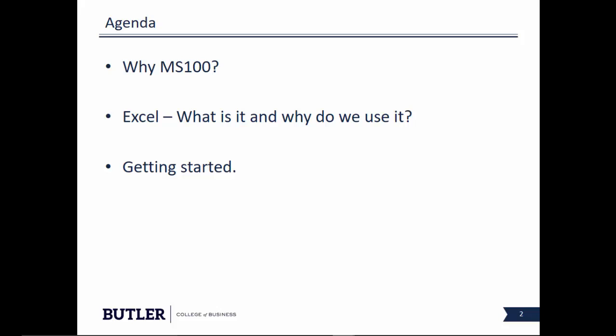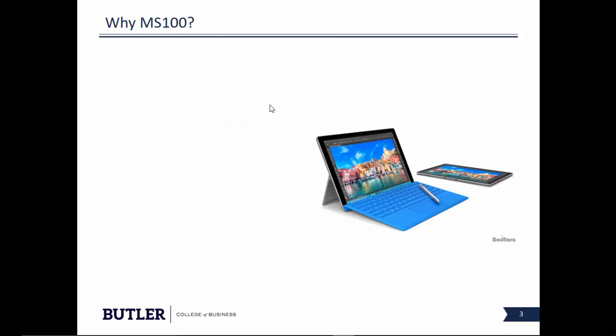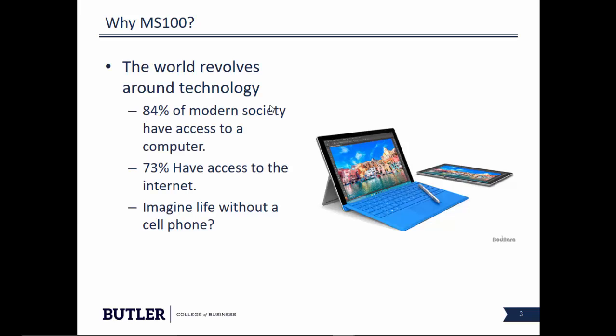Why MS100? Well, MS 100 used to be a course at Butler University called CS 100. And what that course was a basic introduction into how computers worked. Well, here's some things that you probably already know. The world has changed. And now you guys have grown up with computers. So 84% of modern society have access to computers already. 73% have access to the internet.